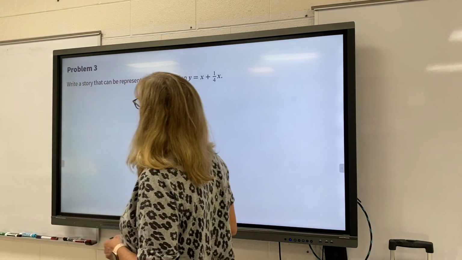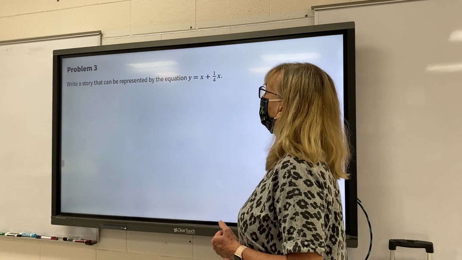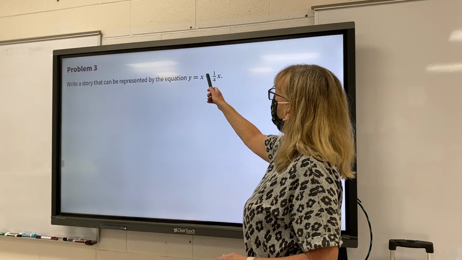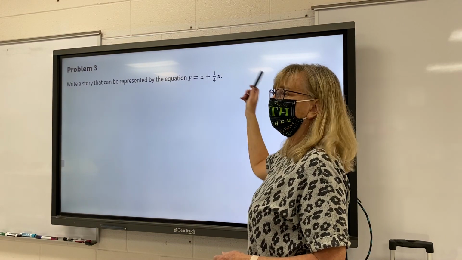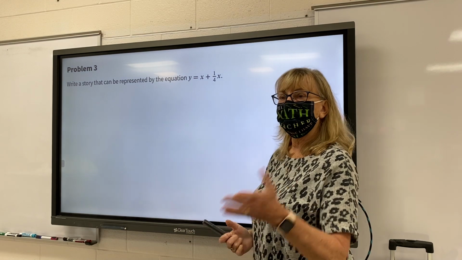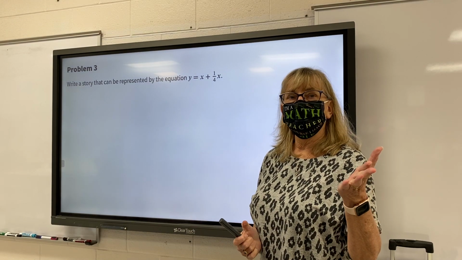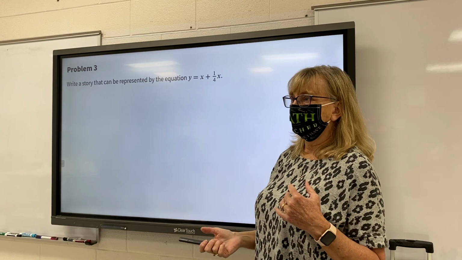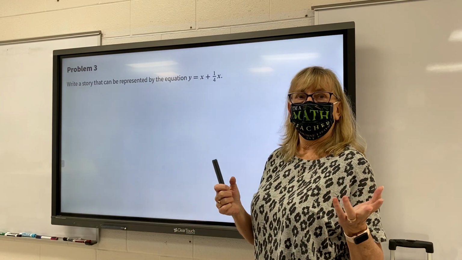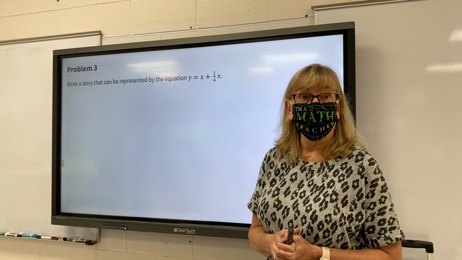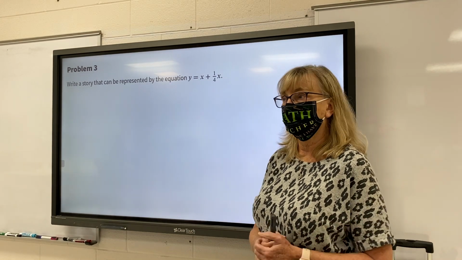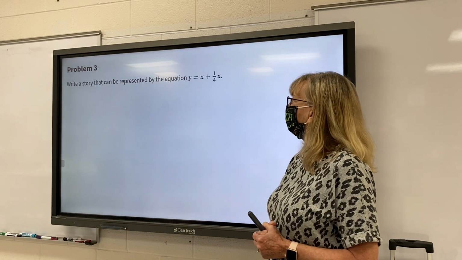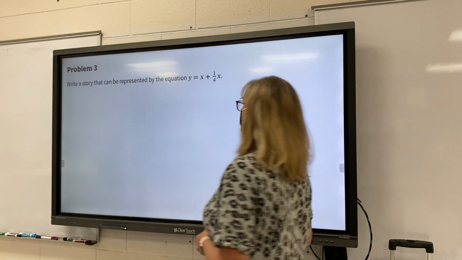All right, problem 3. Write a story that can be represented by the equation y equals x plus 1/4 x. So think about the one we did earlier where it was 2 times more. It was someone ate X amount of candy and then ate 2 times more of that, right? Or Priya ate 2 times that. So think of a story that would go with y equals x plus 1/4 x.